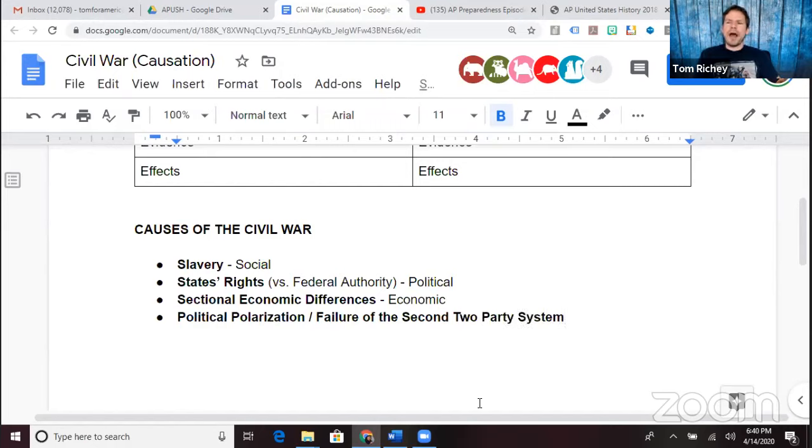Because when we think about political polarization, this is a term that we use in AP Government to describe when politics, like right now, are very, very polarized. So let's think about this now.